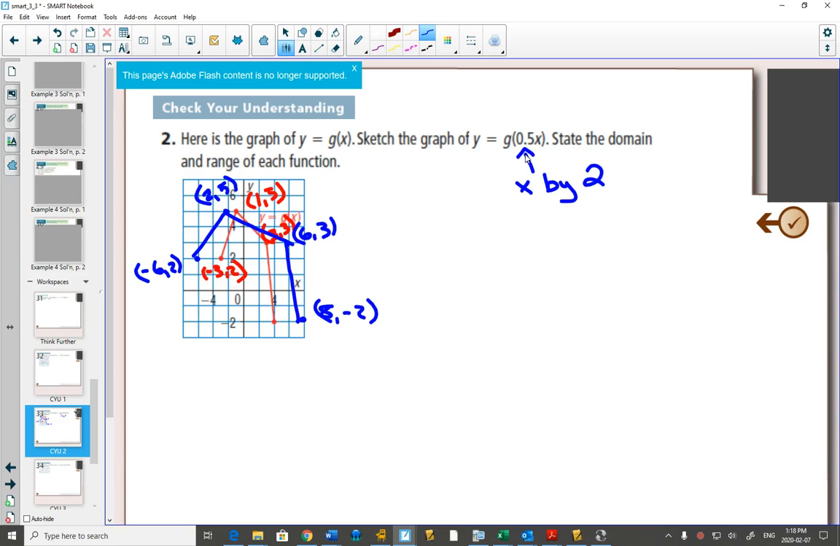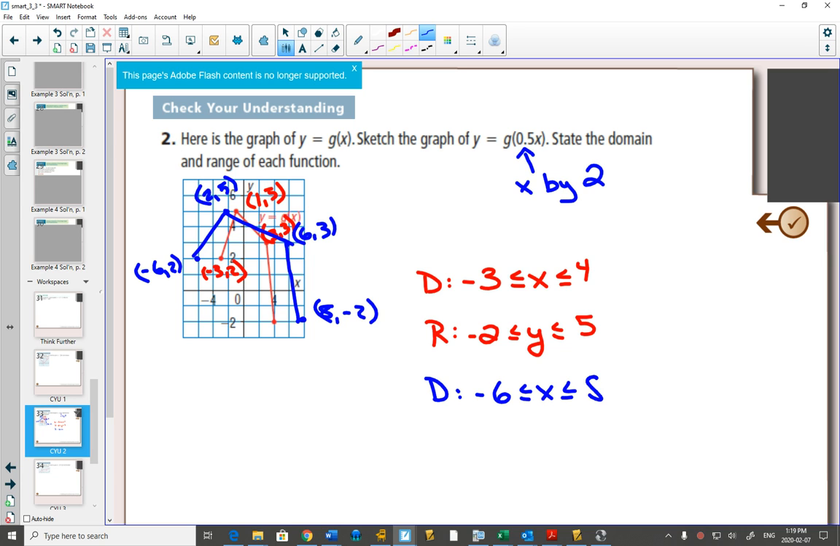State the domain and range of each one. Domain are x values. I'm going to use set notation this time. The smallest x value is -3. The largest x value is 4. The range, the smallest y value is -2, and the largest y value is 5. Then for the blue graph, the domain now goes from 6 to 8, and the range is still -2 to 5.